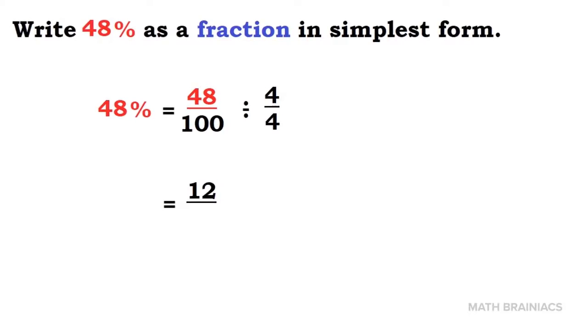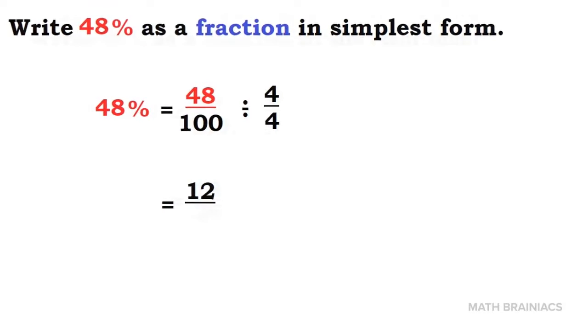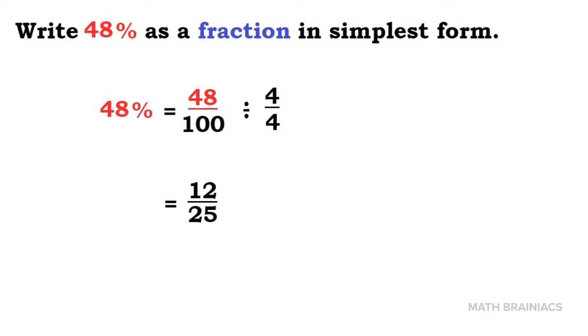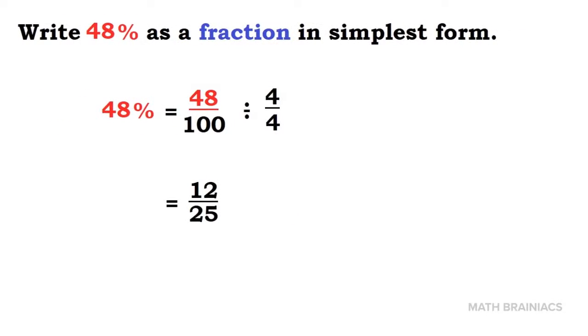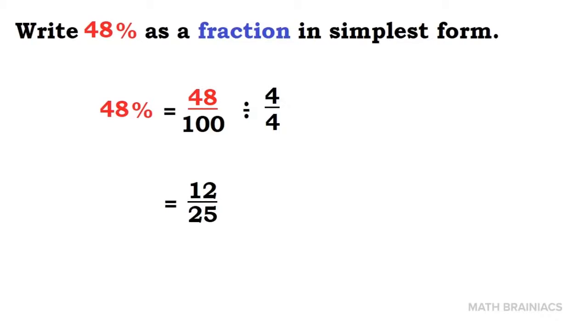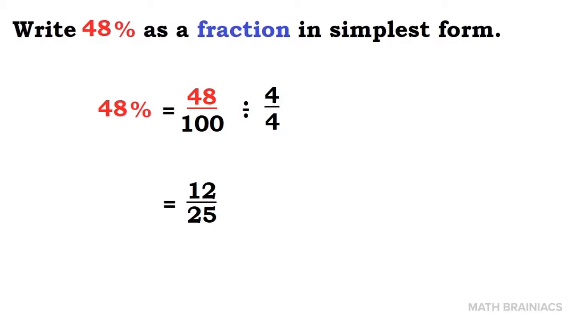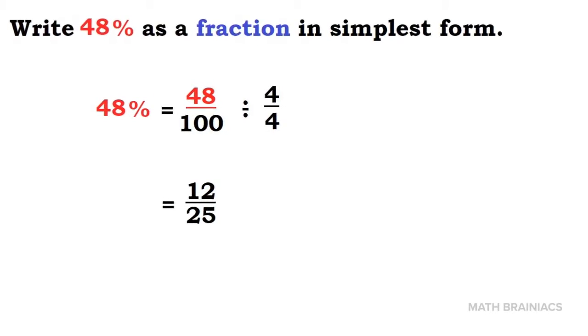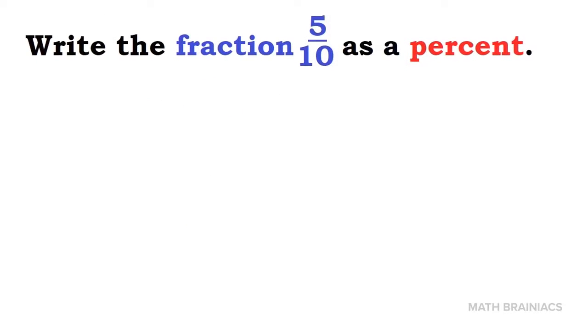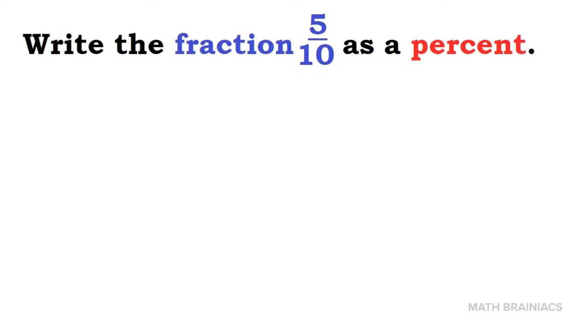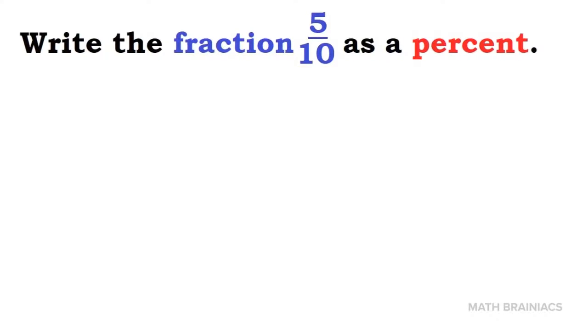Subsequently, 48 divided by 4 is 12. And 100 divided by 4 is 25. Correspondingly, the fraction in simplest form of 48% is 12 over 25. What if we need to work the other way around? We're going to write the fraction 5 over 10 as a percent.